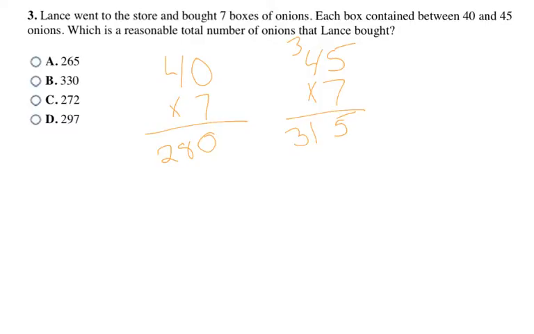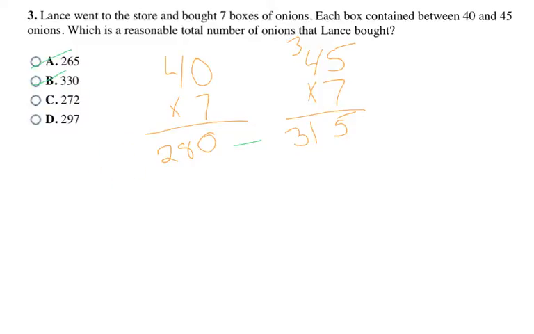So if I look at my answers, 265 is smaller than 280, so it's not between these two numbers. So it can't be A. 330, it's too big. It's bigger than 315. It's not between those two numbers, so it can't be B.